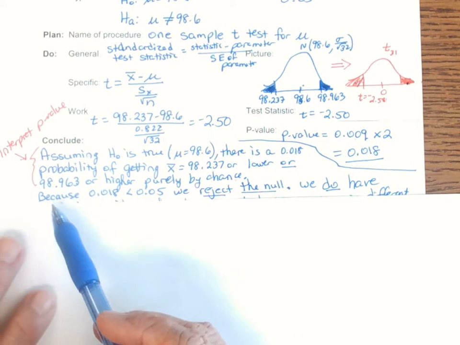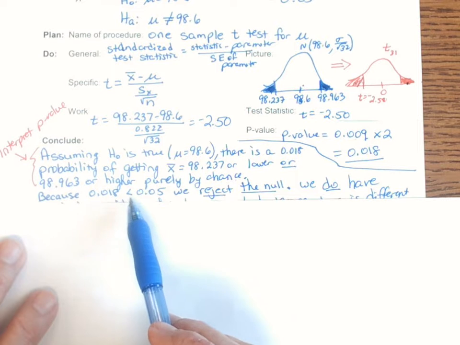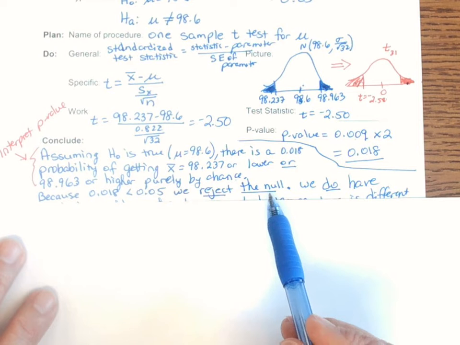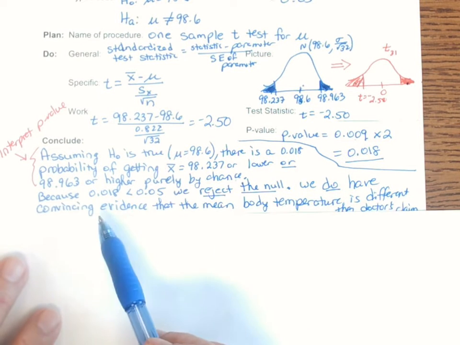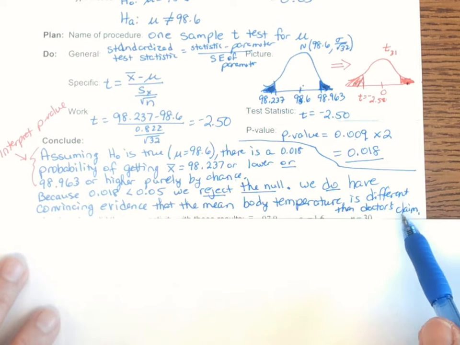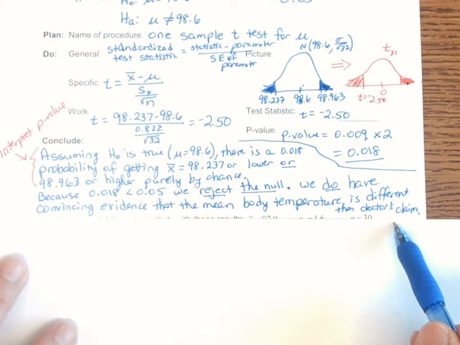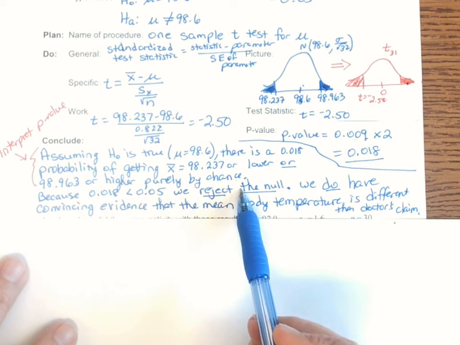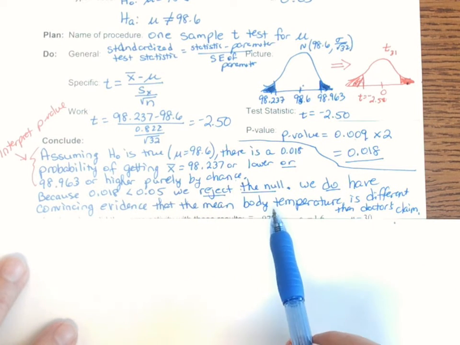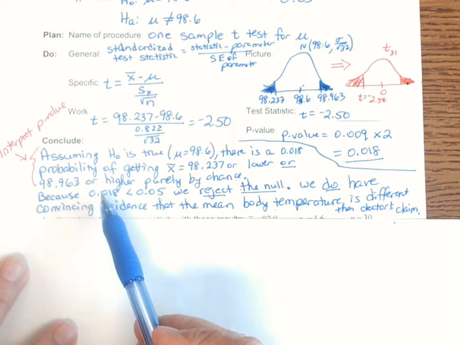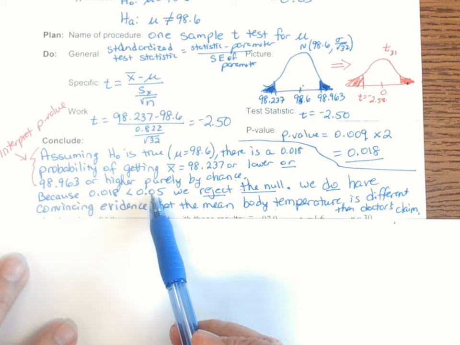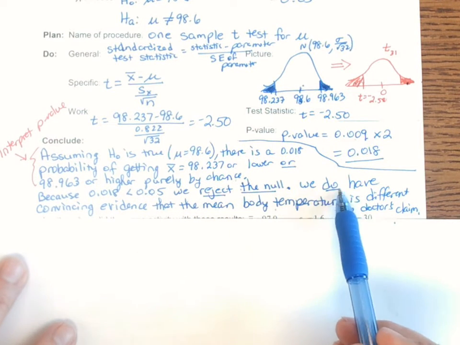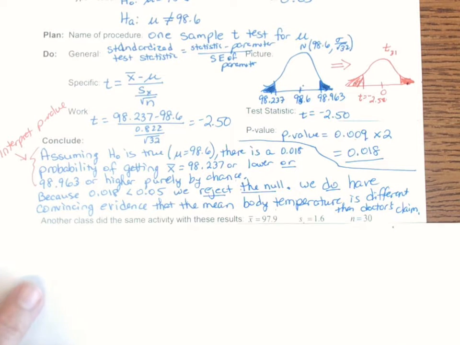We then have to make a conclusion. Because 0.018 is less than 0.05, the alpha value, we reject the null. We do have convincing evidence that the mean body temperature is different than the doctor's claim. So again, remember, if your p-value is less than alpha, you reject the null, and you have convincing evidence for the alternative hypothesis. If the p-value is greater than your alpha level, or your significance level, you would fail to reject the null, and you do not have convincing evidence for the alternative.